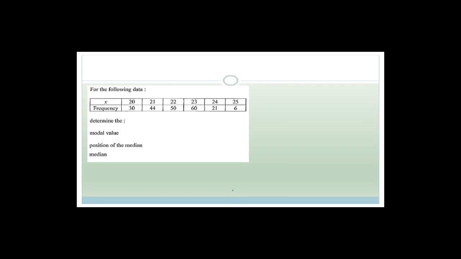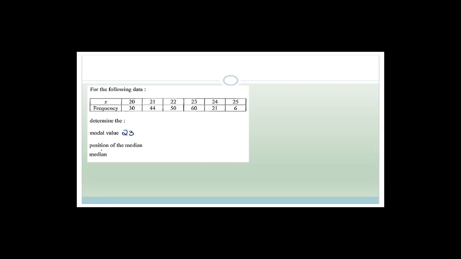Right, let's look at another question, okay? It says, for the following data, you've got data is 20, the frequency is 30, next piece of data is 21 with a frequency of 44, next one, etc., etc. Okay, now it says, determine the modal value. Okay, so the modal value is the one that occurs most often. And in this case, the one that occurs most often is the 60. So the value is 23.